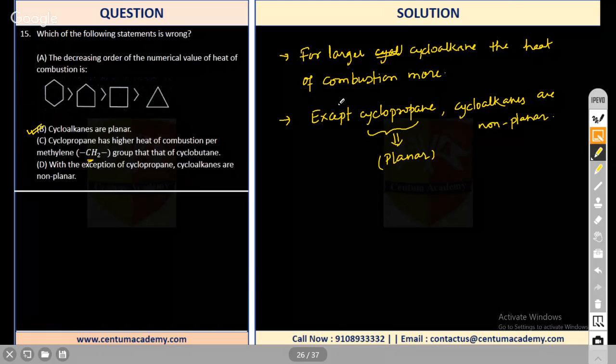It is not true for cyclopropane, which is given here also, you see. Right, that's why if you remember cyclohexane, the structure is this. Oh sorry, the structure is this, cyclohexane, chair form, right? And it is not a planar structure. Okay, so generally higher cycloalkanes are non-planar. Cyclopropane is planar in nature. Okay, so option B is right. Got it?